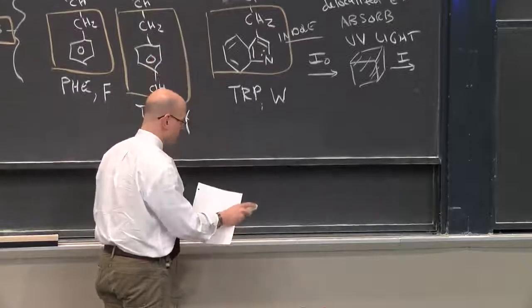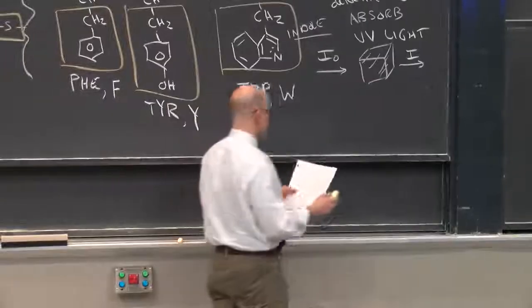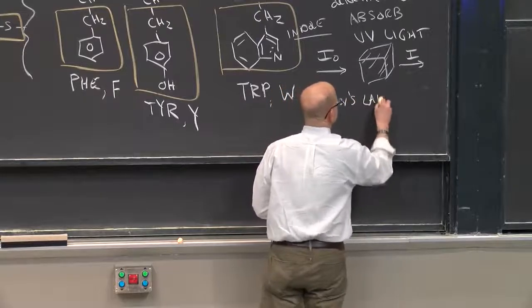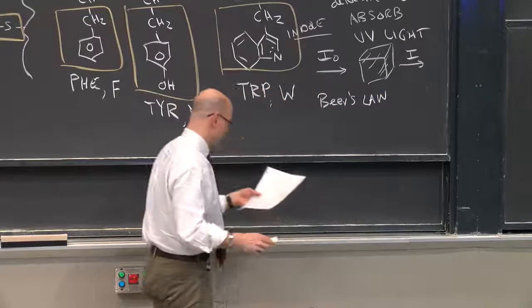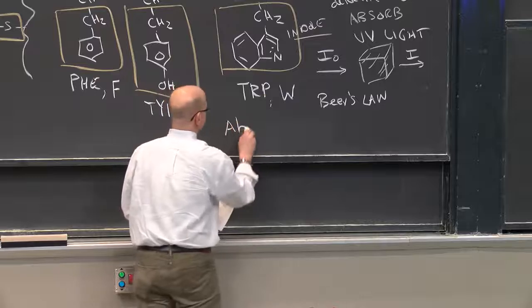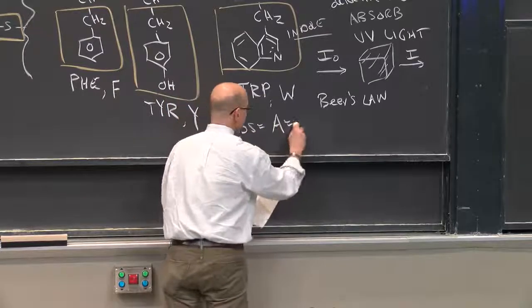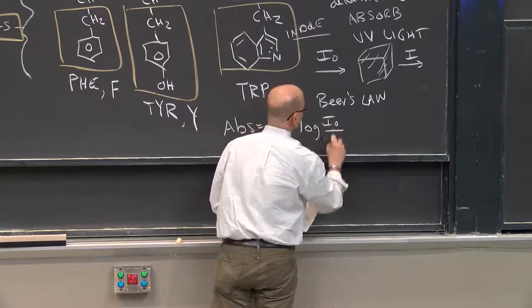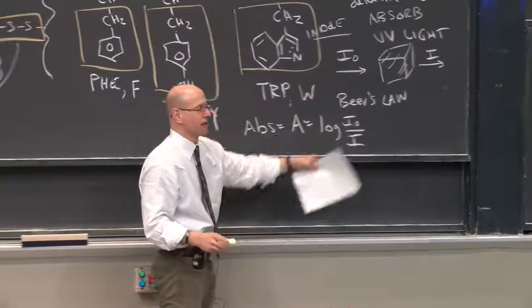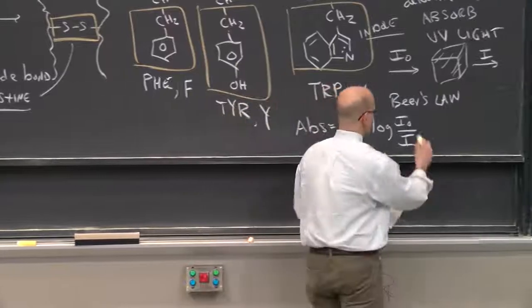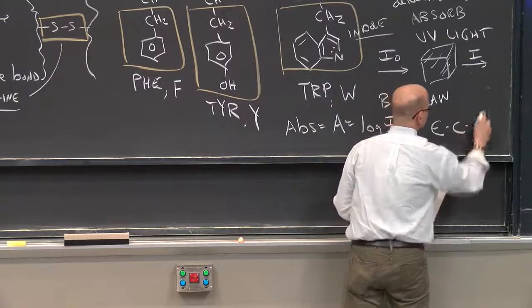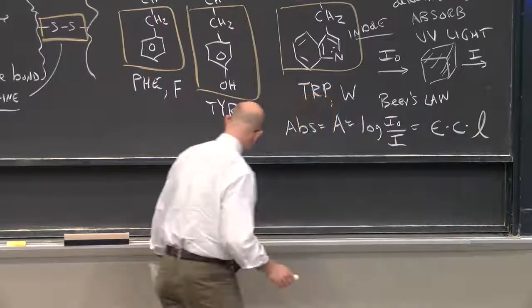And this can be described with a famous law of physics known as Beer's law. Sadly, Beer's law has nothing to do with beer. Beer's law says that the absorbance, which is A, is equal to the logarithm of I0 over I, a number greater than 1 because I0 is greater than I. And this we'll define as being equal to epsilon times C times L. And I'm going to define those constants for you now.